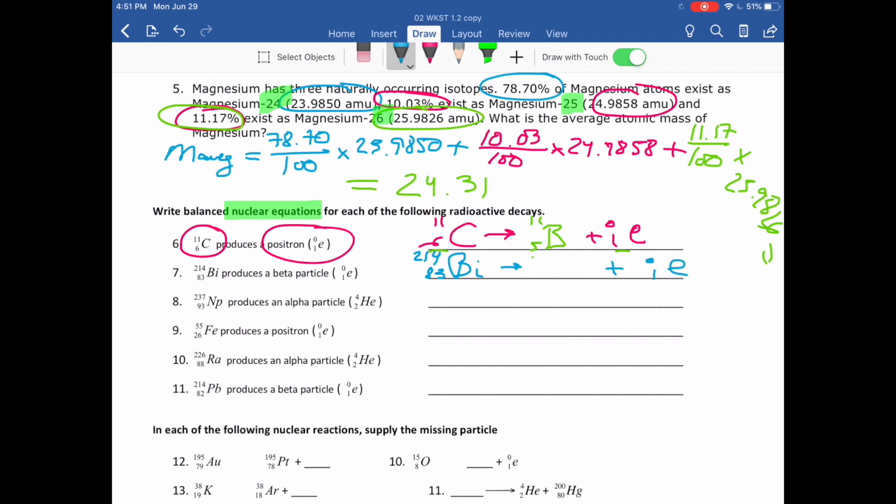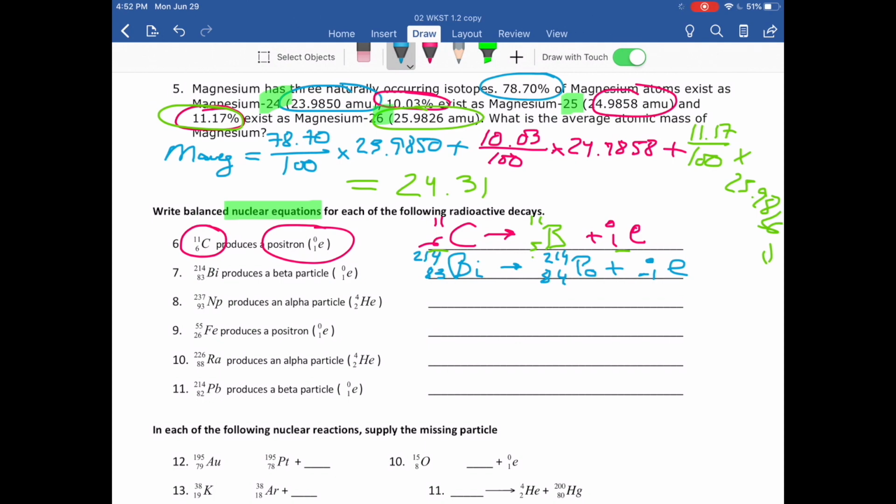So again, you need to find the atomic number that plus 1 equals 83. That's going to be, hey, my bad. In this case, it's a beta particle. It's not a positron. So this one is negative, okay? So what number plus negative 1 equals 83? 84. So now I go to the periodic table, and I find that polonium has an atomic number of 84. So now I have to find its mass number. So what number plus 0 is 214? 214.